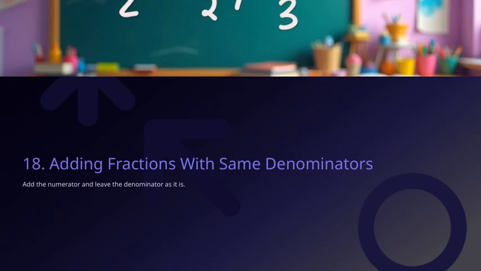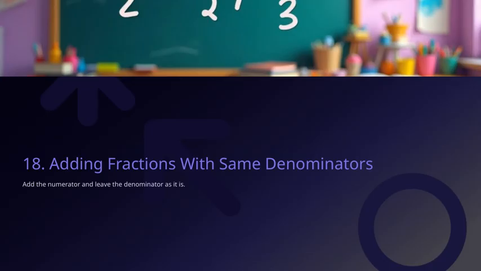Now, let's talk about adding fractions that have the same denominators. The key idea here is quite simple. You add the numerators together, but you keep the denominator the same. For example, if you have two fractions like 3/6 and 2/6, you just add the 3 and the 2 to get 5, and the denominator stays 6.